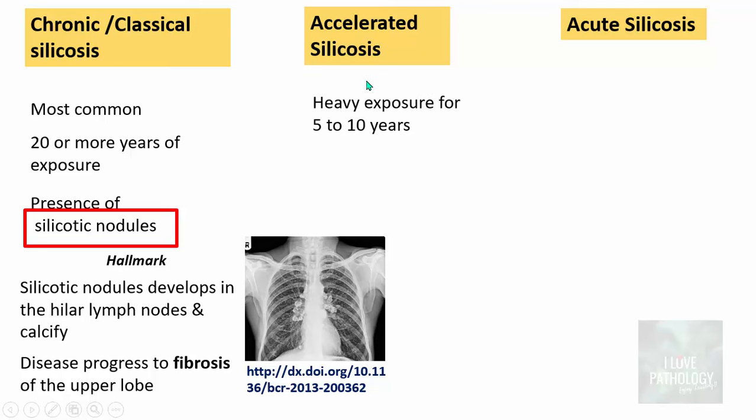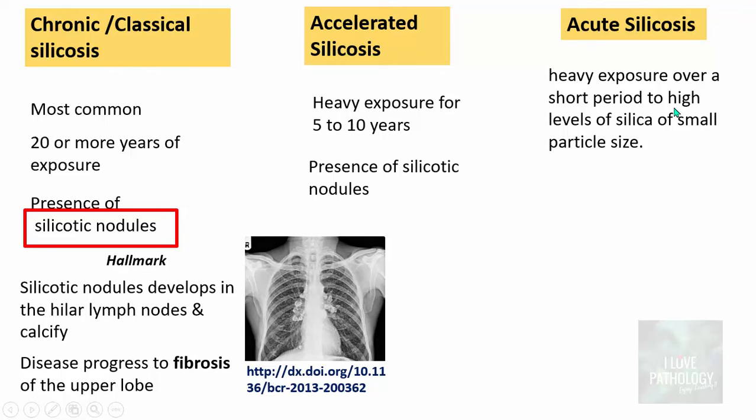Accelerated silicosis is similar to classical silicosis. The only thing is that the exposure is heavy and the duration of exposure is less than that of classical silicosis. Here it is around 5 to 10 years, and pathologically you find the presence of silicotic nodules.